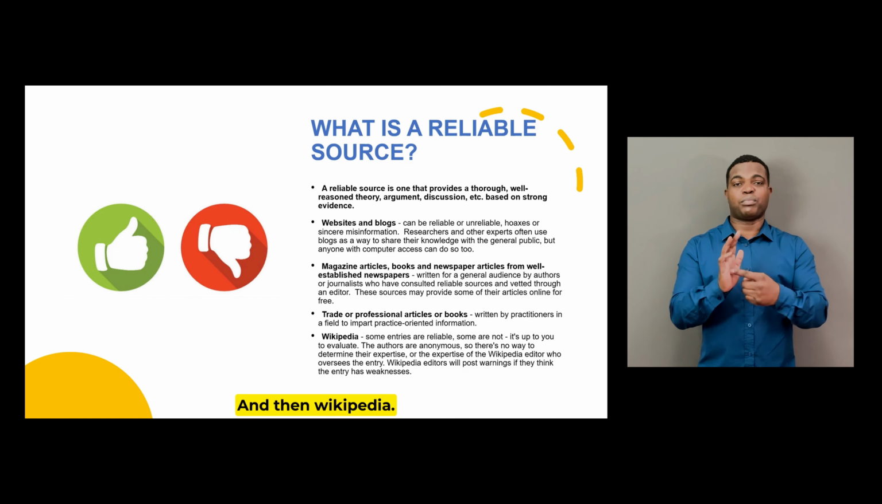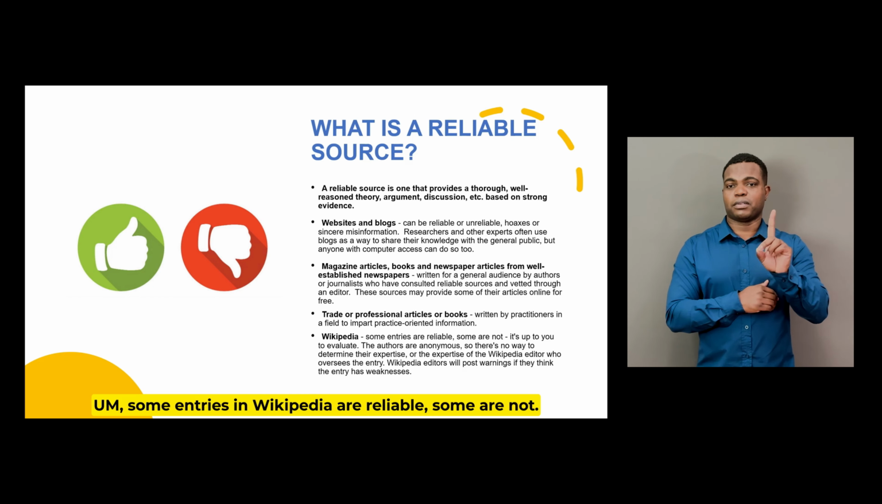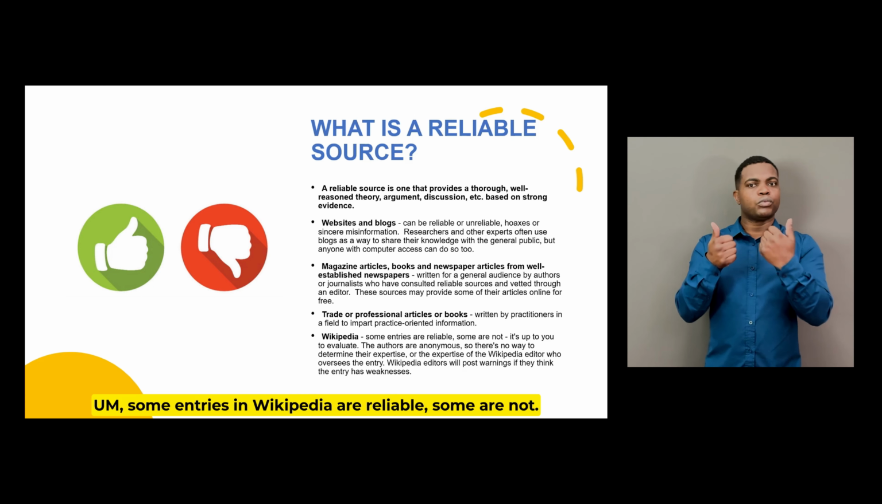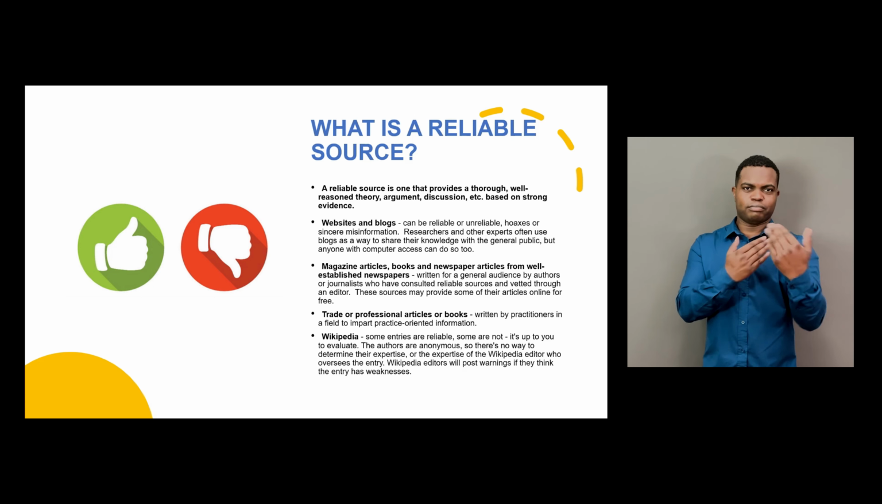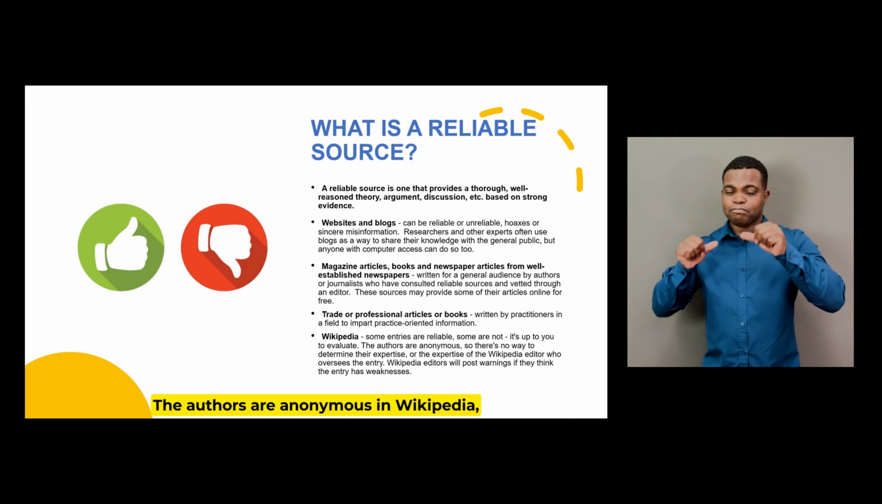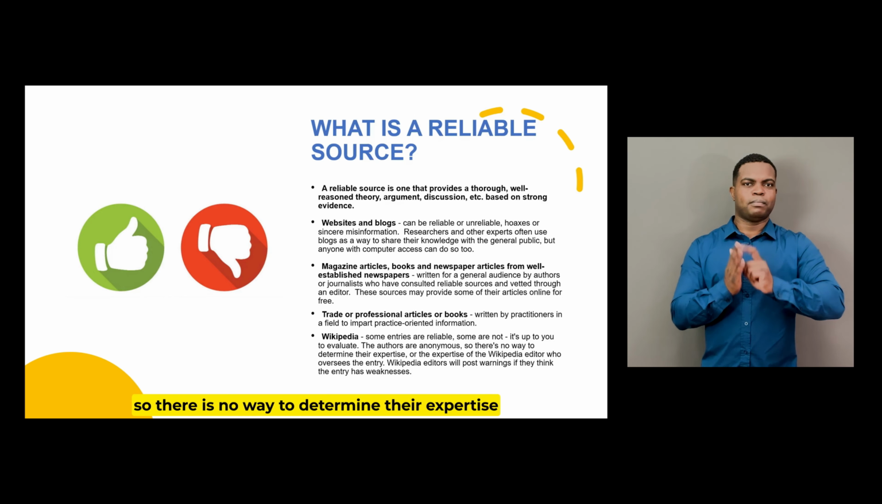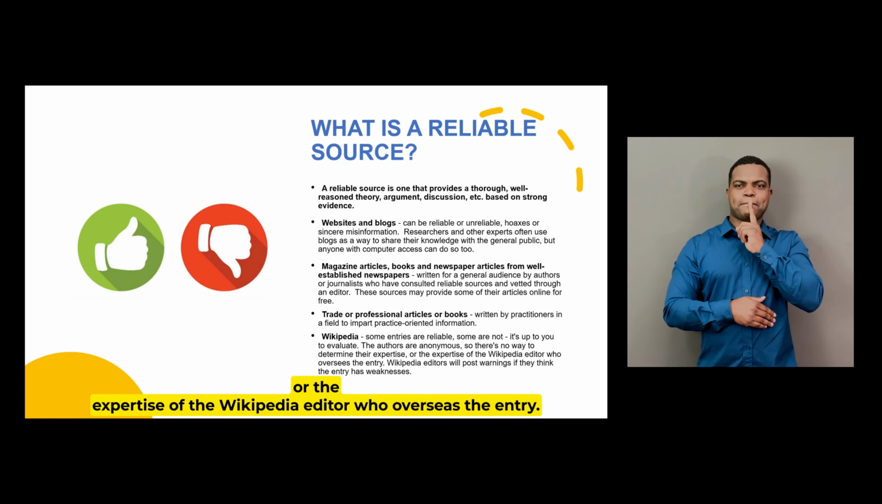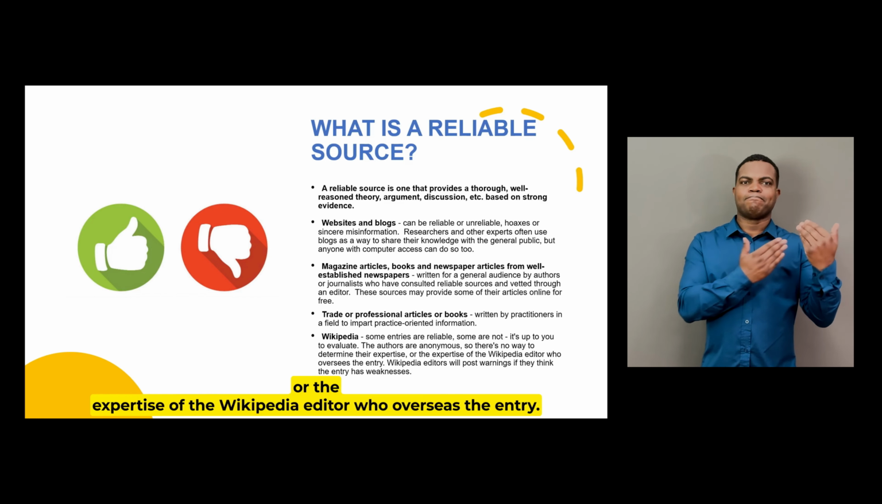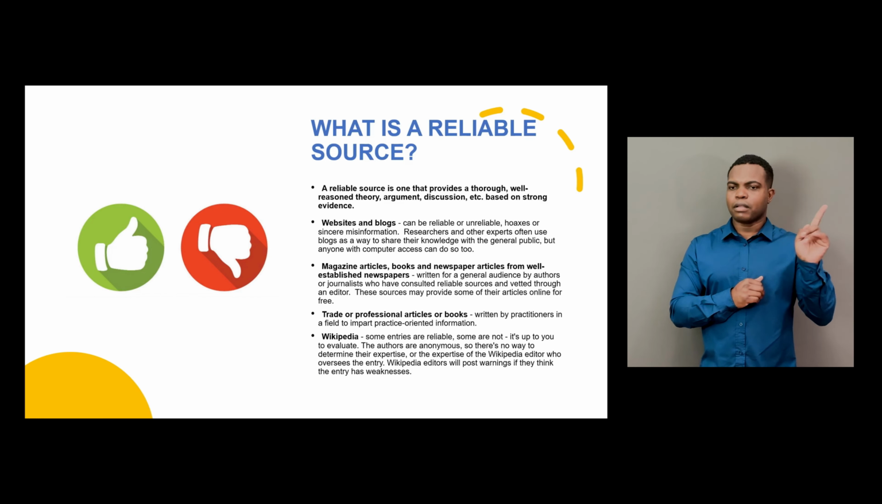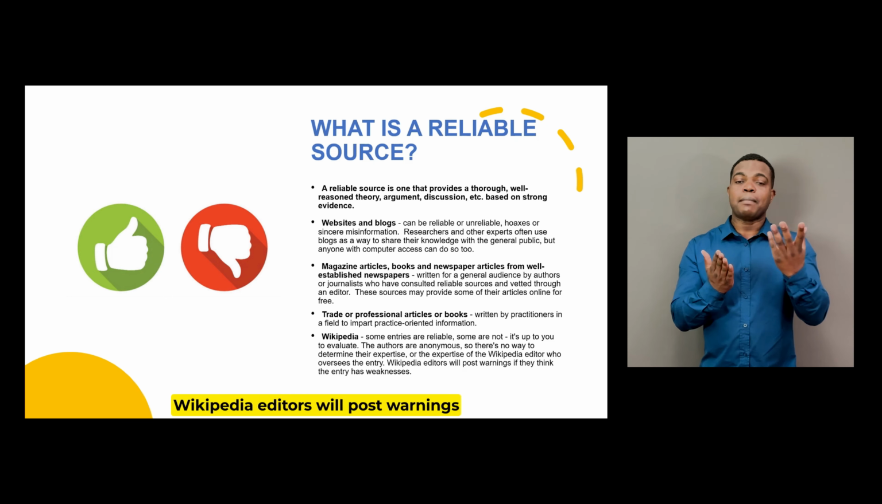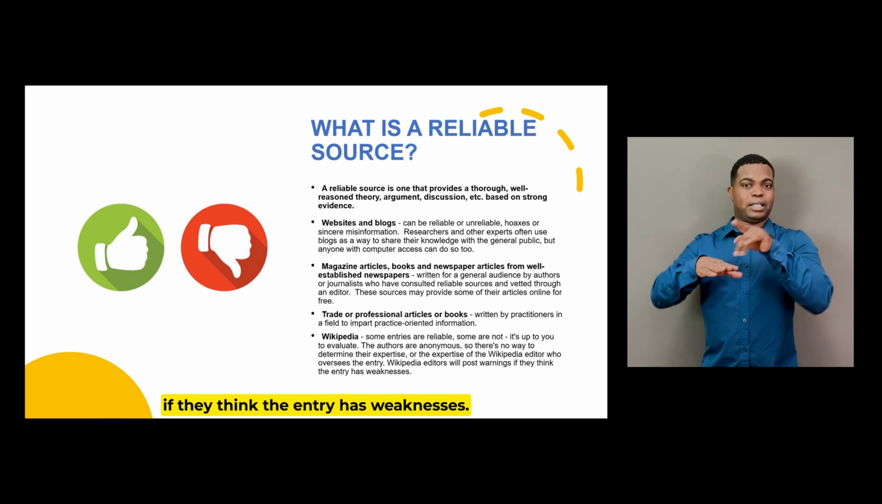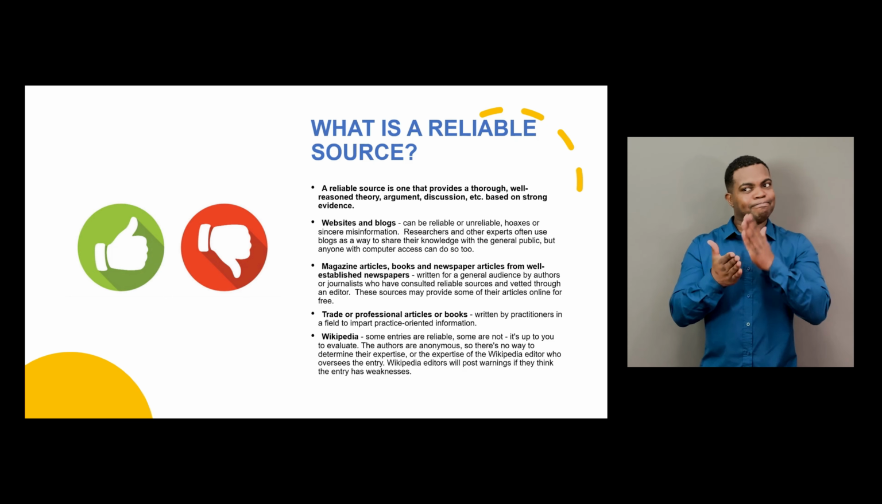And then Wikipedia. Some entries in Wikipedia are reliable, some are not. It's up to you to evaluate. The authors are anonymous in Wikipedia, so there is no way to determine their expertise or the expertise of the Wikipedia editor who oversees the entry. Wikipedia editors will post warnings if they think the entry has weaknesses.